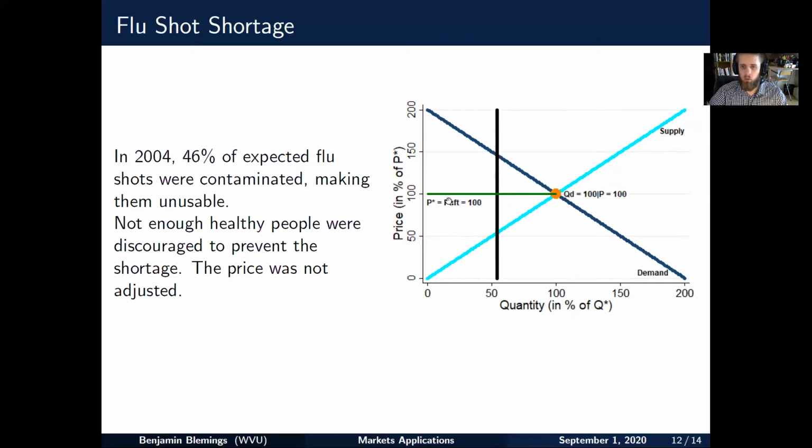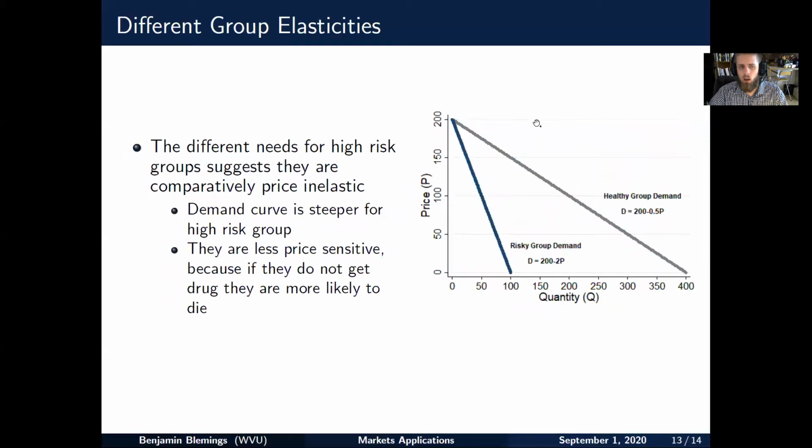And so what happens is because the price is 100, there's still 100 units demanded at price equals 100. However, this is the amount of supply that there is because 46% of it was contaminated. And so what you have here is a shortage where quantity demanded is 100, but the quantity supplied is only 54. And so 46% of the flu shots are still demanded, but they just can't be supplied anymore because the price hasn't adjusted. And so we know that if the price isn't adjusted, we'll have this shortage at the old P star. And this could be a problem because there could be different group elasticities.